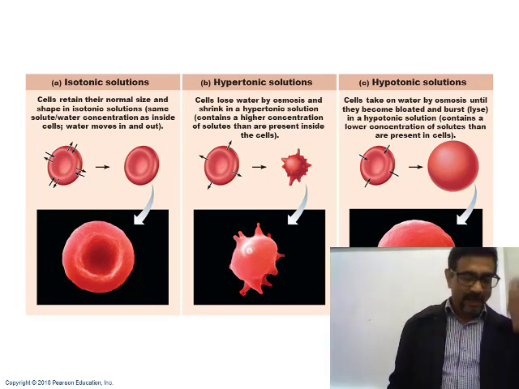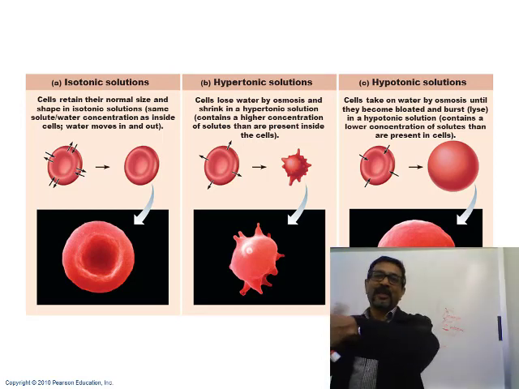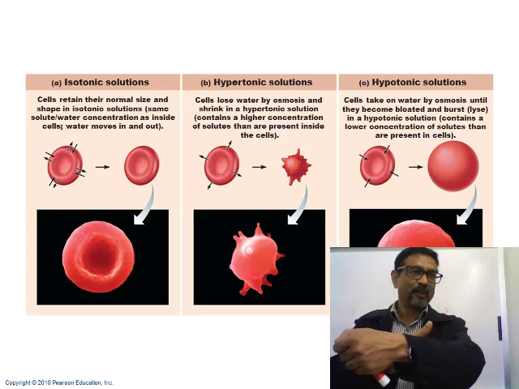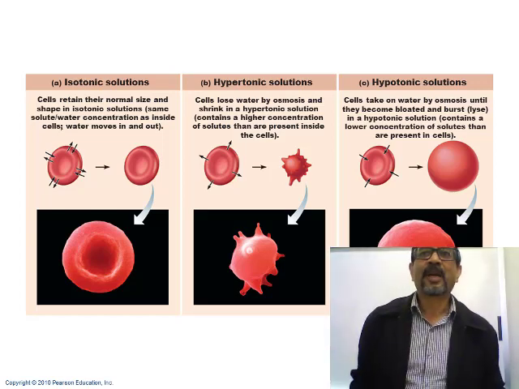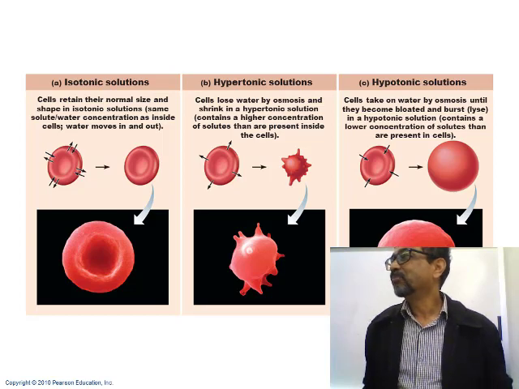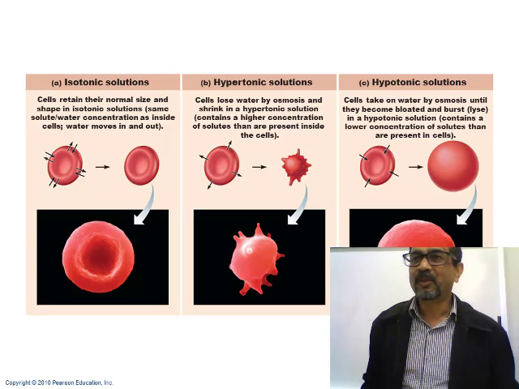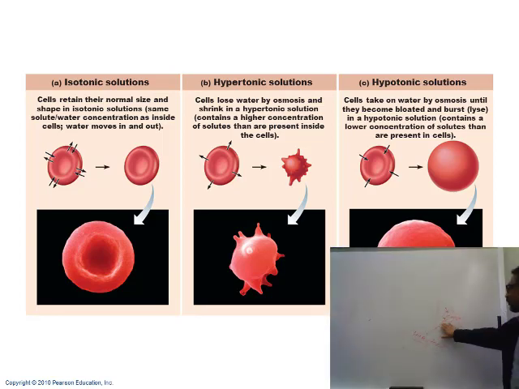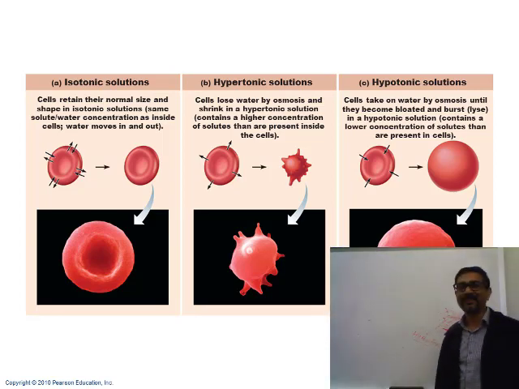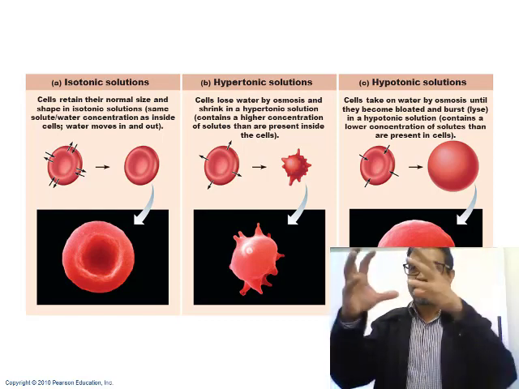So now if I ask you to put saline into a patient's body, blood, what type of solution would you prefer? If you give hypotonic, then what will happen? Iso, right? Yes, isotonic solution. Because otherwise the cell shape will change.